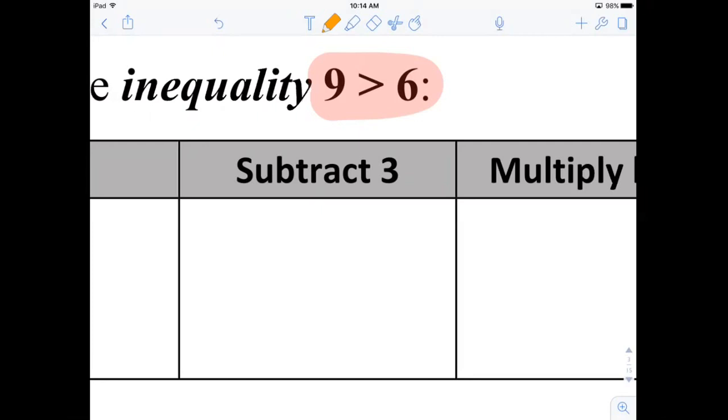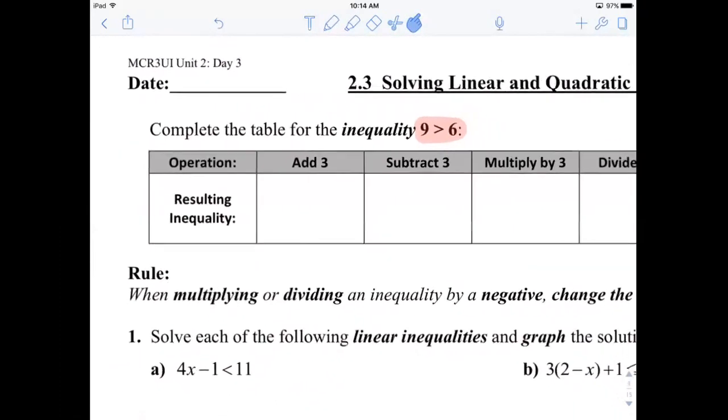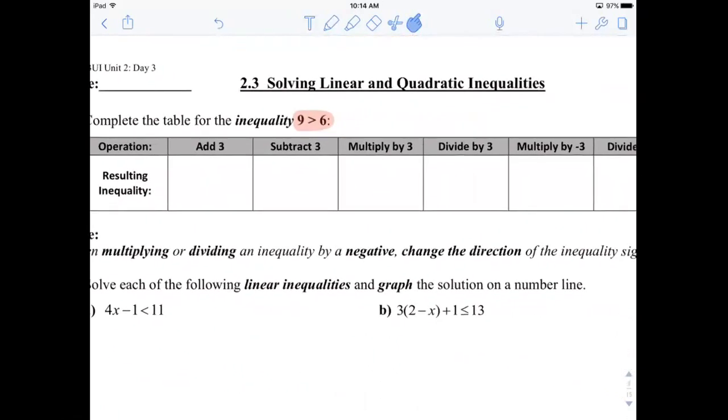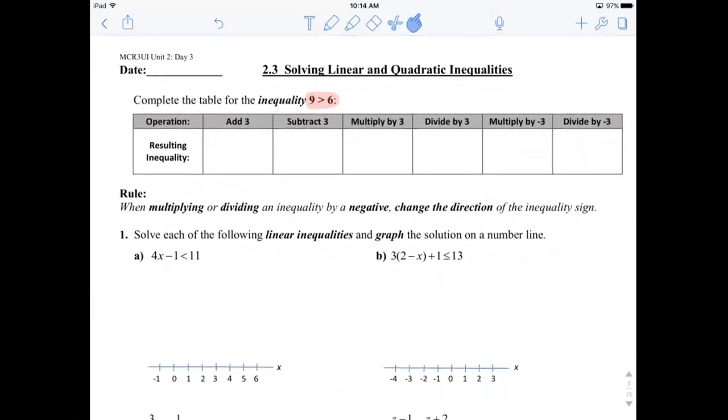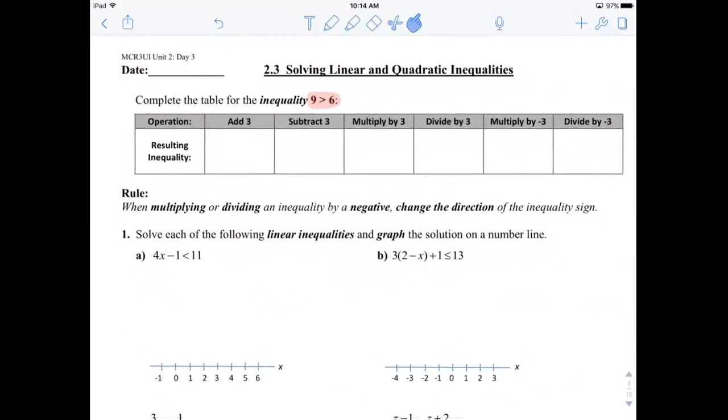We know that 9 is greater than 6. But with equations, we know that we're able to do lots of tricks to equations and still have them be equal to each other. So if we have an equation, we know that we can add the same thing to both sides and the equation's still true. We know that we can subtract the same thing from both sides, or multiply by the same thing on both sides, or even divide by the same thing, and the equation is still true. The two sides are still equal to one another. Does it work the same with inequality situations? That's what we have to ask ourselves.